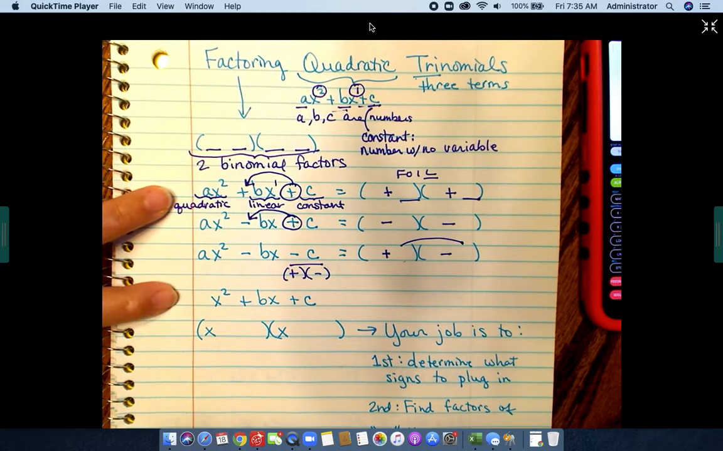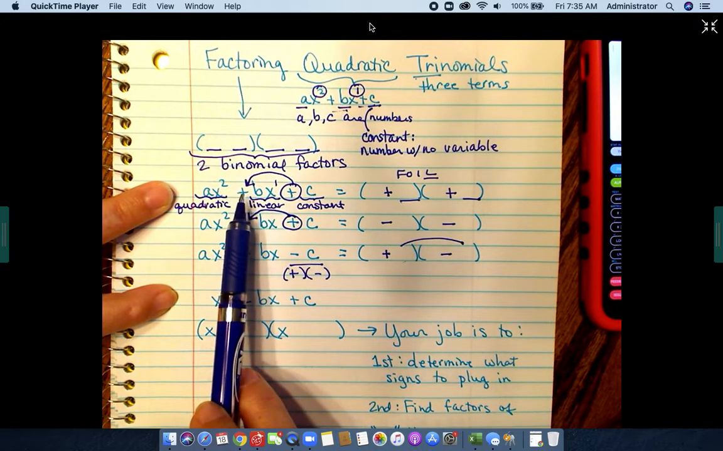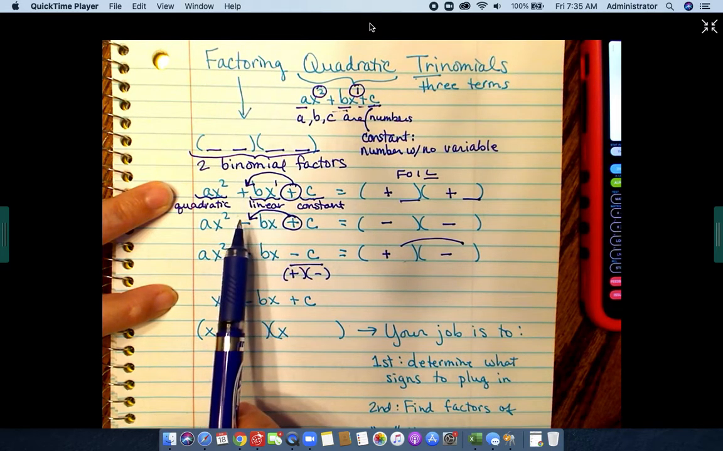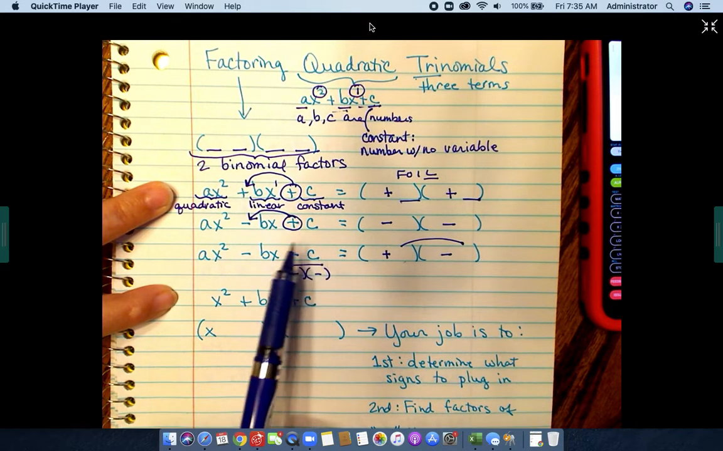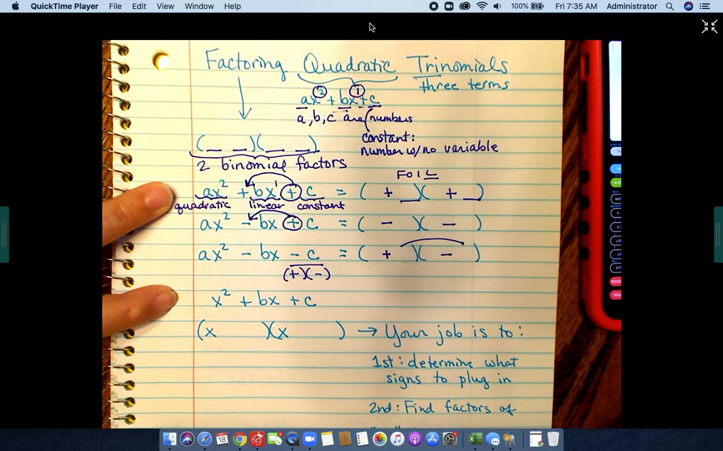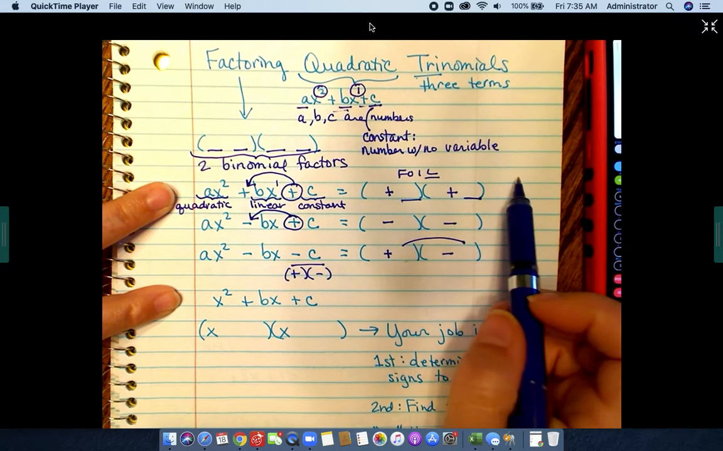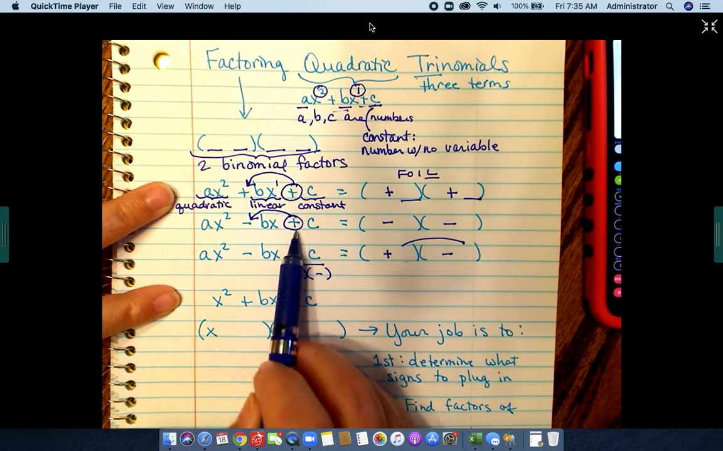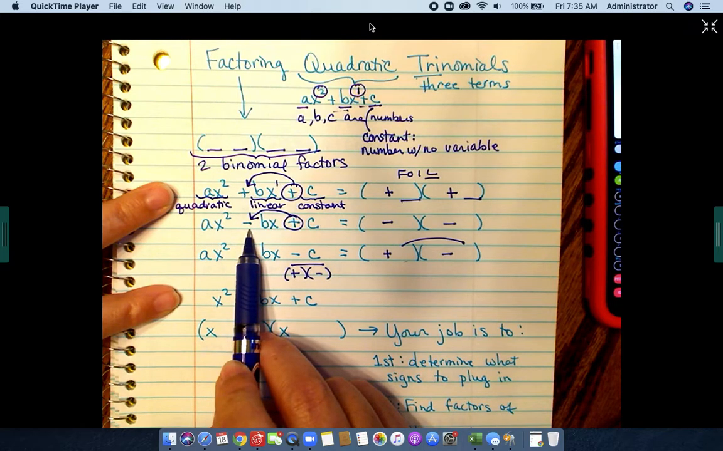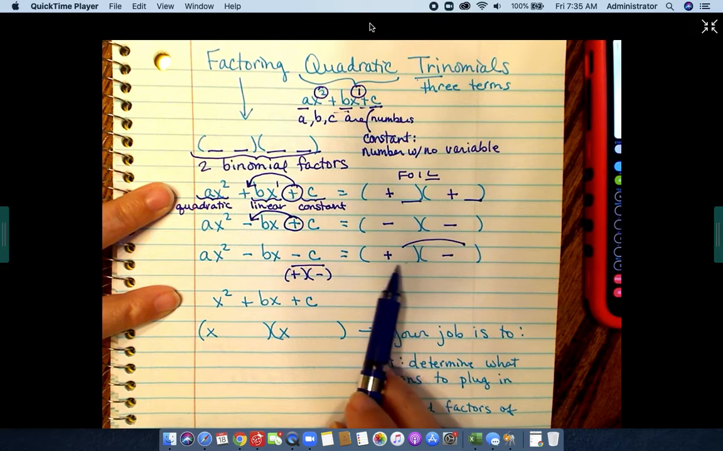So to summarize, if our constant term is positive, we copy the sign of the linear term twice. If your constant is negative, you'll always have a plus and a minus. If you're a person who likes words explained, then pause the video at this time, go back and listen to what I said and write it: if the sign of your constant term is positive, you copy the sign of the middle term twice. If your constant is negative, you'll always have a plus and a minus.